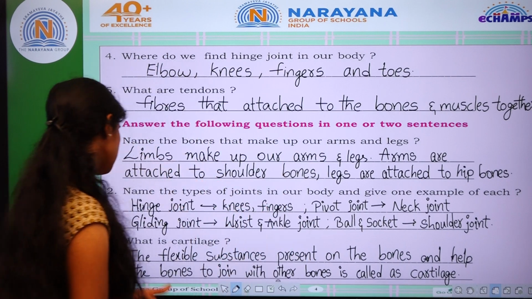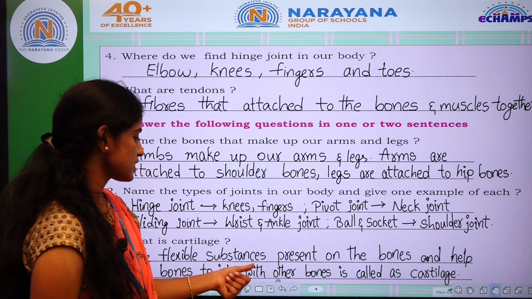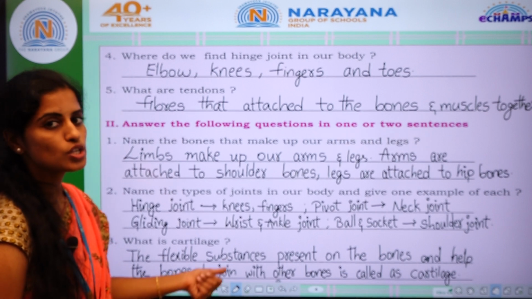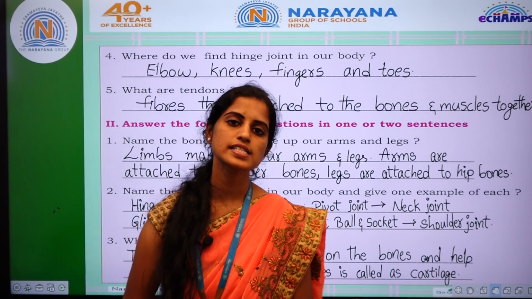Okay. Next, third question. What is cartilage? The flexible substance present on the bones that helps the bones join with other bones is called cartilage.